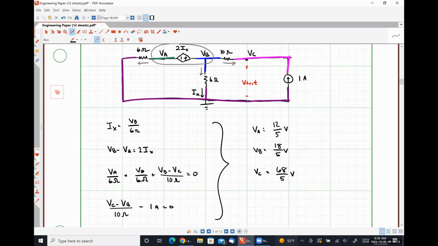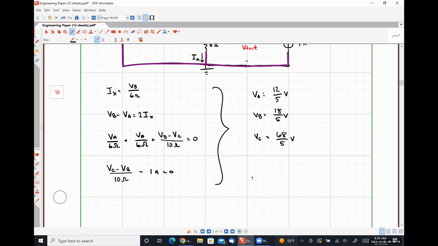All right, so assuming that those are correct, and it seems like it's going to be correct, our Thevenin resistance, RTH, is going to be V test over I test, where in this case, V test is simply our nodal voltage VC, 68/5 of a volt divided by 1 amp looks like 68/5 of an ohm, which is exactly the same as 13.6 yet again.